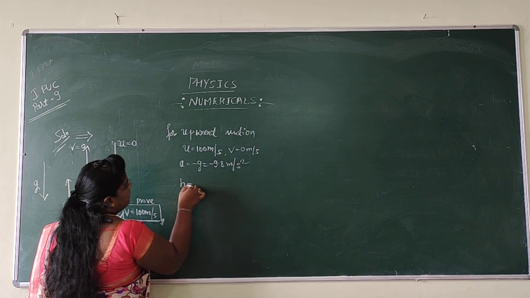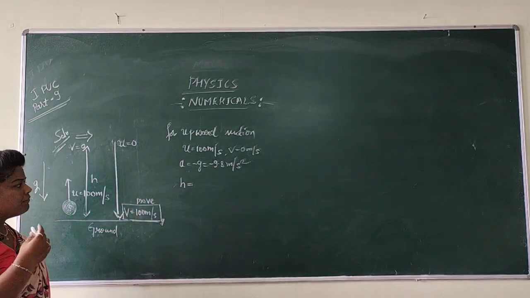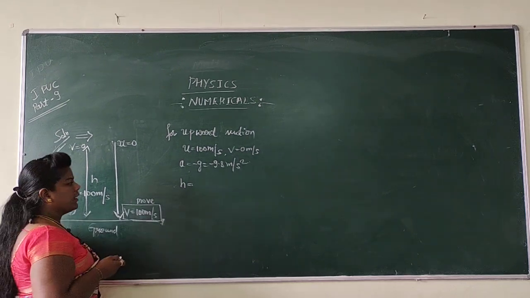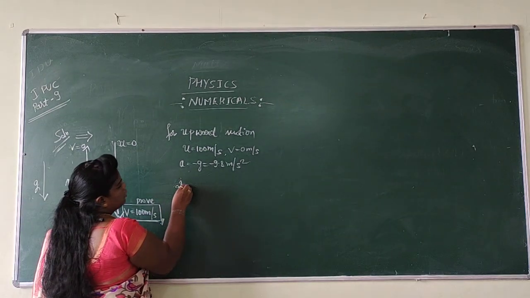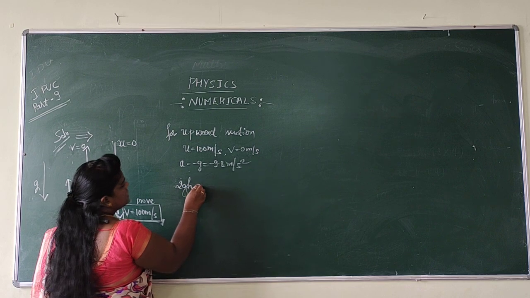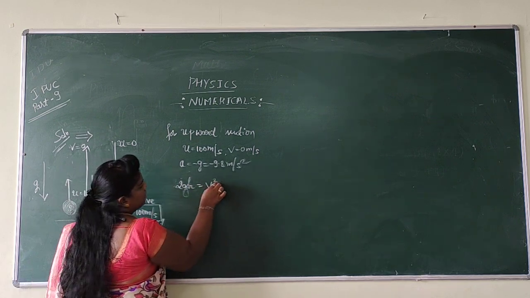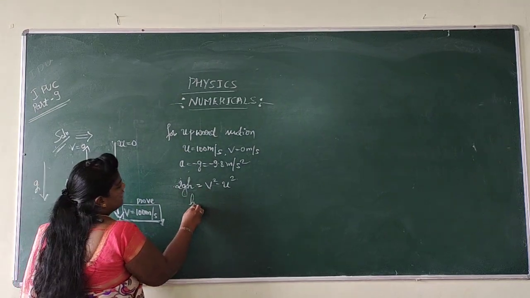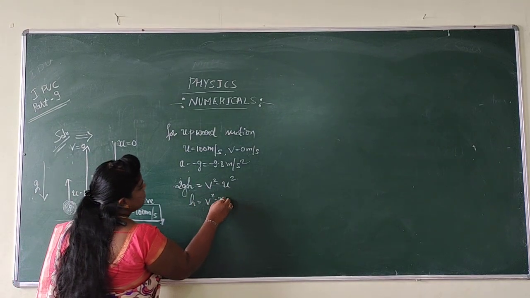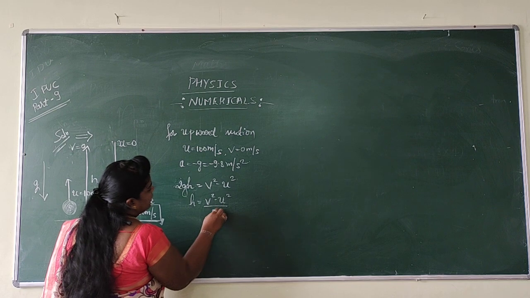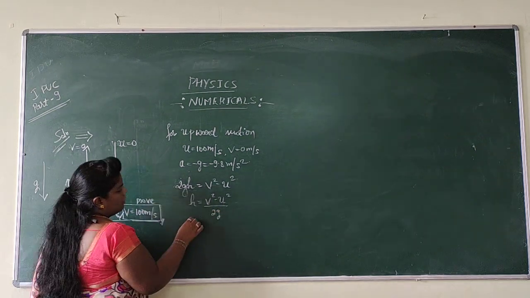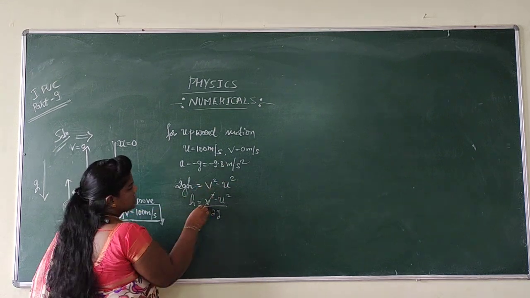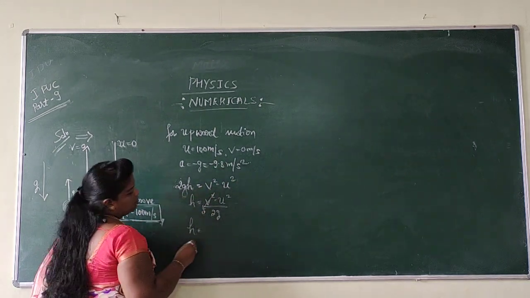It can be calculated by using the formula 2as is equal to v square minus u square. So I am using the same formula: 2gh is equal to v square minus u square. Here I want to calculate h, which is equal to v square minus u square divided by 2g. Now h is equal to, what is v square? v is 0, so this term becomes equal to 0.